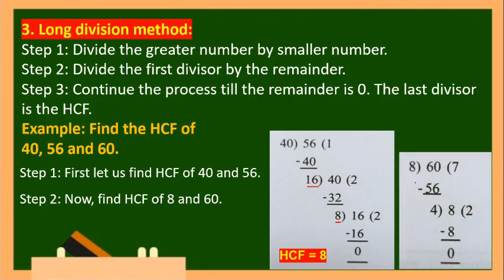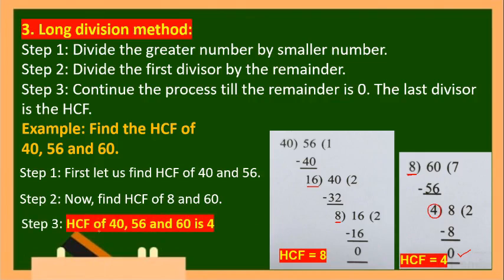Let us check. 8 7s are 56. Again we got a remainder. So what do we need to do? With the remainder we should divide the first divisor, 8. 4 2 times is 8. Now we got remainder 0. So what is the last divisor here? 4. So this is the HCF of 8 and 60. That's nothing but, what is HCF of 40, 56 and 60? It is 4. This way we should find HCF by using long division method. Understood everyone?